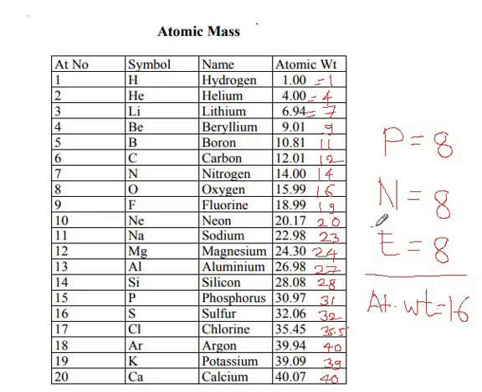Now this weight of electrons is very less. It's very less comparatively, and therefore you can neglect this weight of electrons. And from this you can say that weight of protons plus weight of neutrons is equal to the atomic weight. In case of oxygen it is coming 16.